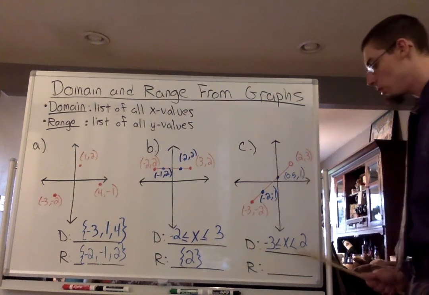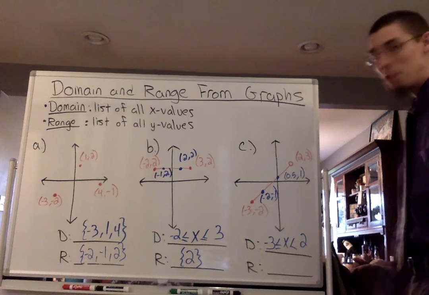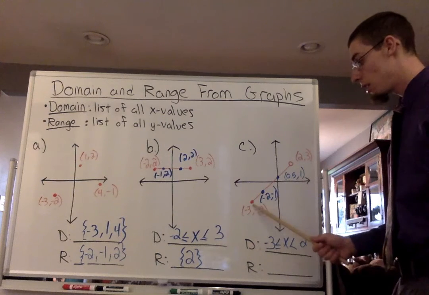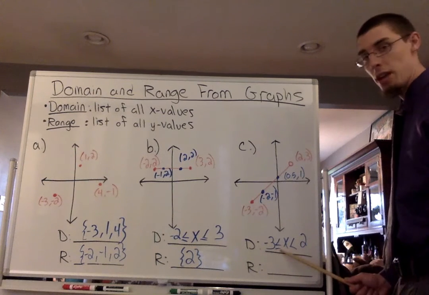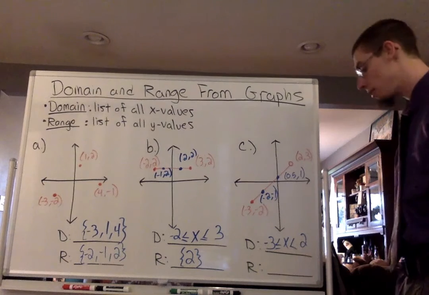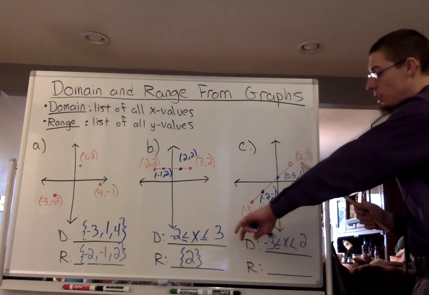Open circle, you just don't use the or equal to part. It's the same thing with any inequality, and you've done that a lot. Closed circle, you put the line underneath. Open circle, you don't put the line underneath. So the x values go from negative 3 to positive 2.